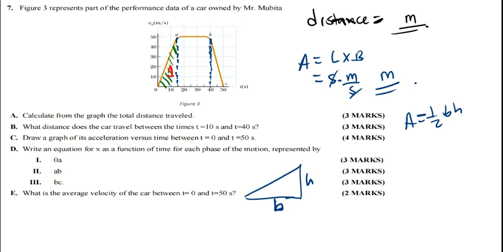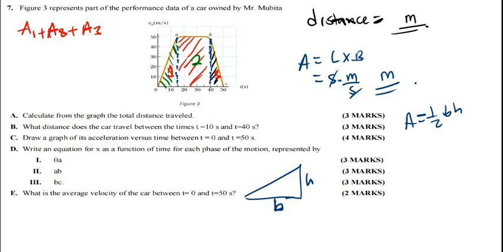Then I have got rectangle, which is here. I'll call it area 2. So I'll put 2 there. Then I have another one, which is this part here. I'll call that one 3. Meaning that if I find area 1 plus area 2 plus area 3, that is going to be the total distance traveled by this car.